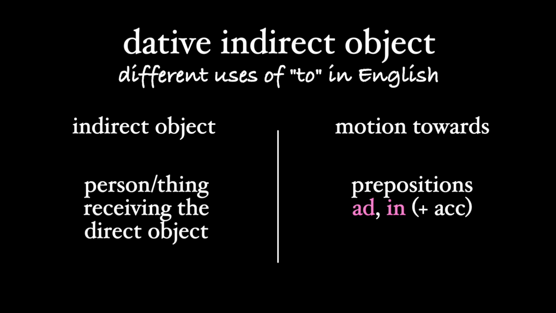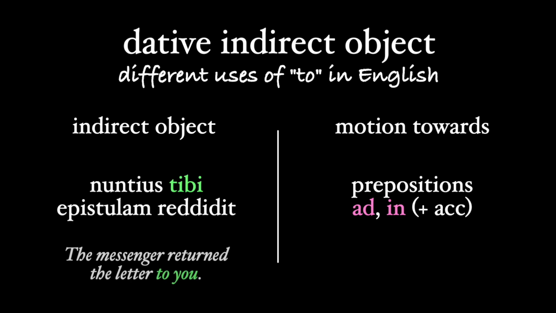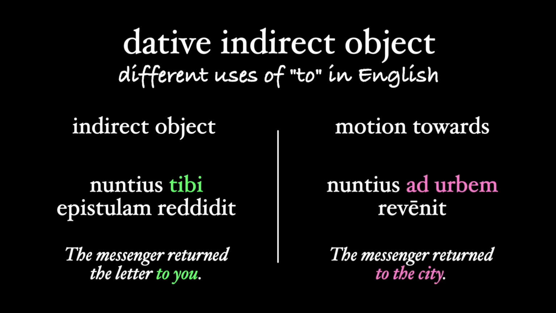With the dative, the "to" is showing the person or thing receiving the direct object with verbs of giving, showing, and telling. But ad or in show motion towards a place with verbs of motion. So we would use a dative with "the messenger returned the letter to you." Nuntius tibi epistulam reddidit, since the tibi, to you, is receiving the letter. But if the messenger returned to the city, we'll use a different verb that shows motion and the preposition ad.